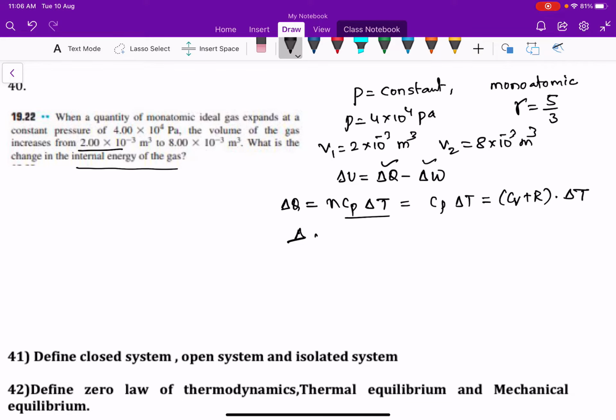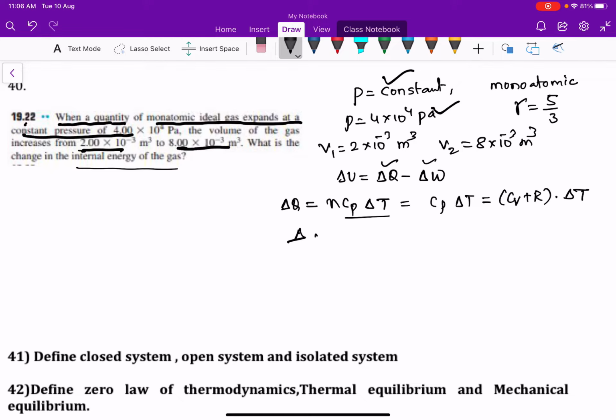So now we discuss question number 19.22 here. It is given that a quantity of monatomic ideal gas expands at constant pressure, P is constant, which is equal to 4 into 10 to the power of 4 pascals. The volume of the gas increases from 2 into 10 to the power of minus 3 to 8 into 10 to the power of minus 3. What is the change in internal energy of the gas?